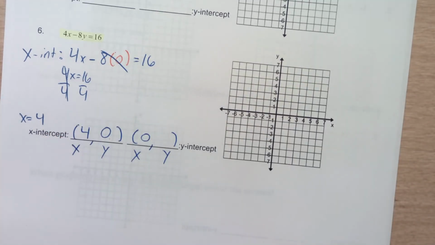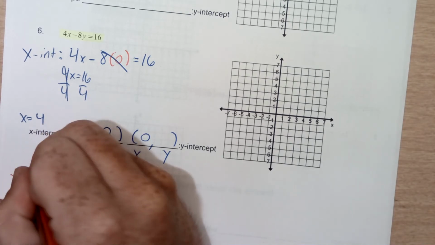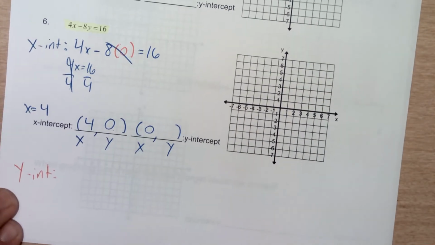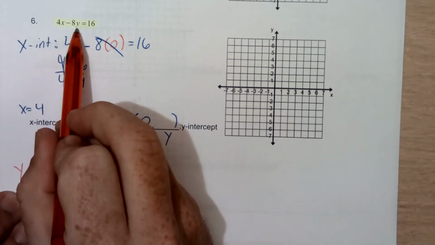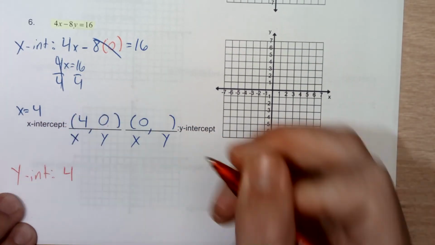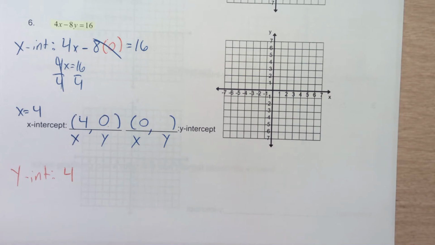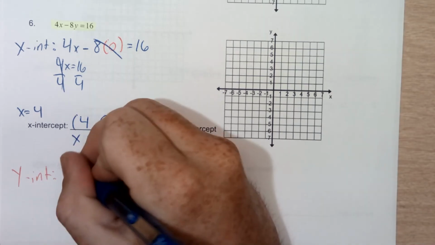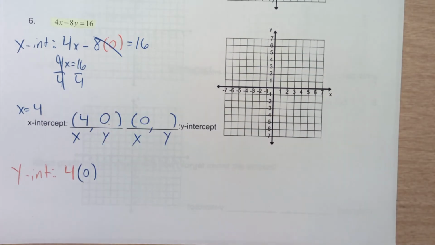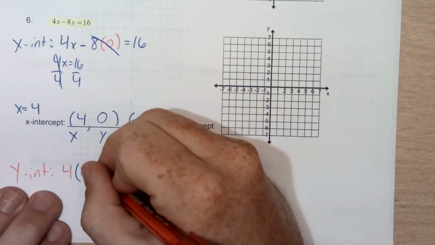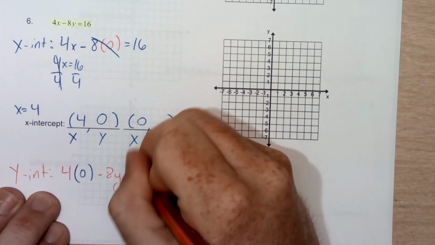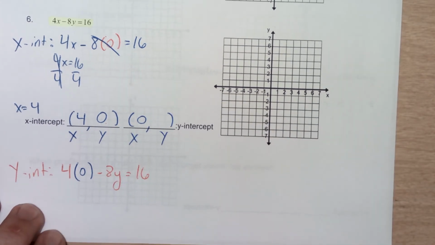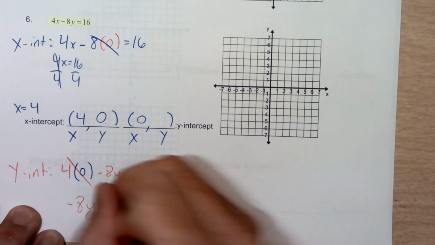Okay, now let's find my y-intercept. For my y-intercept, we're going to use the same exact equation up here. So I'll write 4, but I know that I'm not going to put x because for my y-intercept, I always plug in a 0 for x, okay? So instead of an x, I'm going to put in a 0 in parentheses to show that I'm multiplying it, minus 8y equals 16. Okay. So 4 times 0 is 0, so that cancels out. I'm left with negative 8y equals 16.